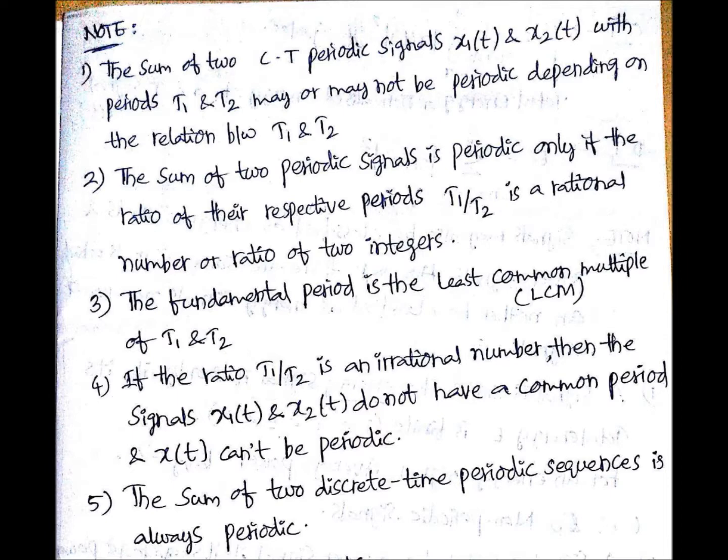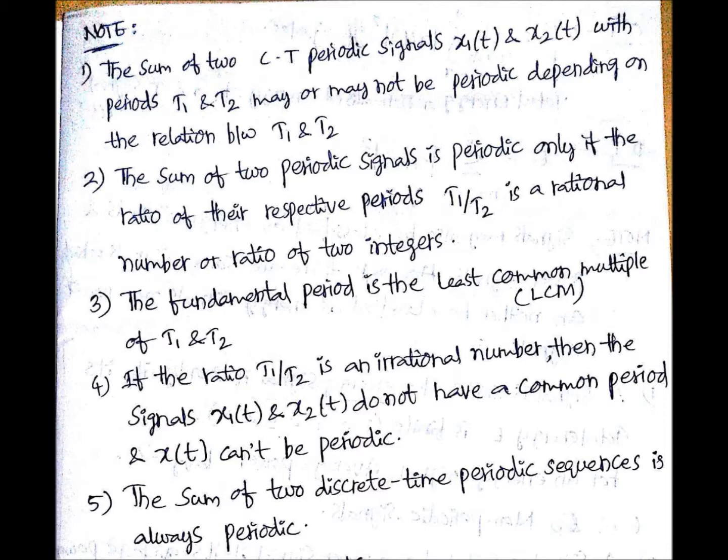We are going to discuss some important points about periodic and aperiodic signals. From these note points, the first one is that the sum of two continuous time periodic signals x1 of t and x2 of t with periods T1 and T2 may or may not be periodic, depending on the relation between T1 and T2. Whether the sum is periodic will be decided by the relationship between T1 and T2. But how? We will see.